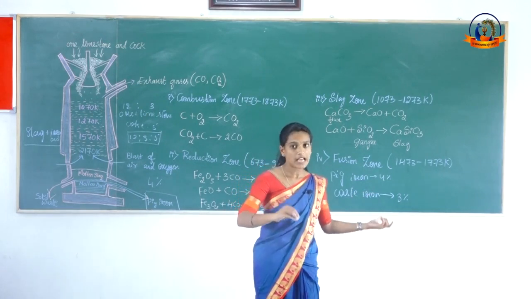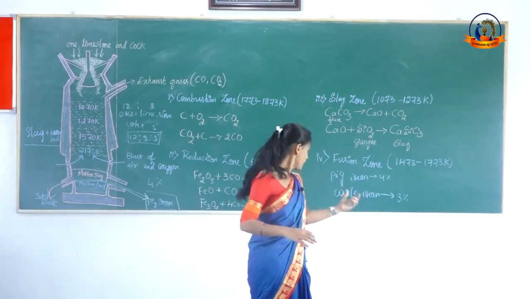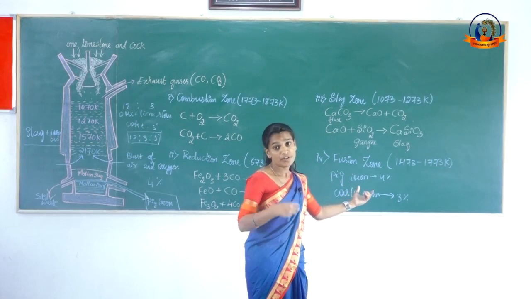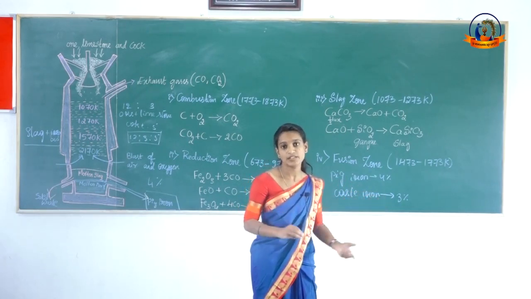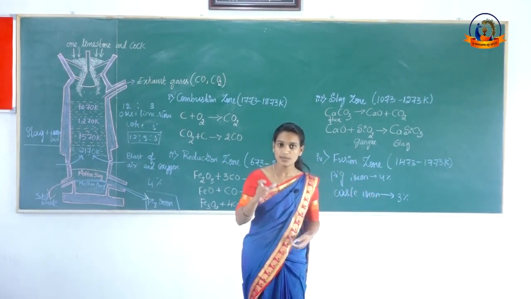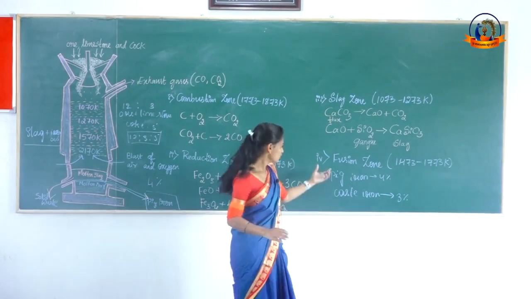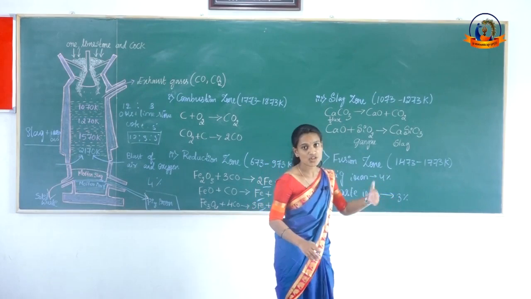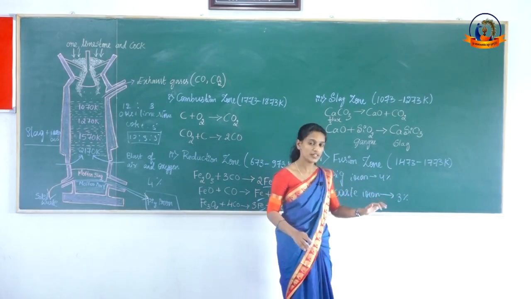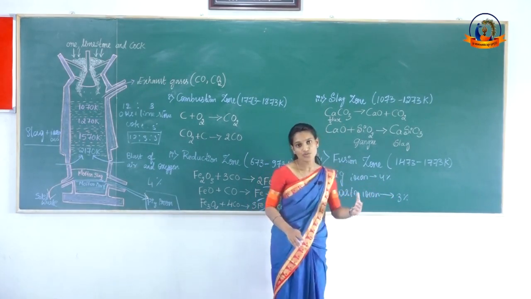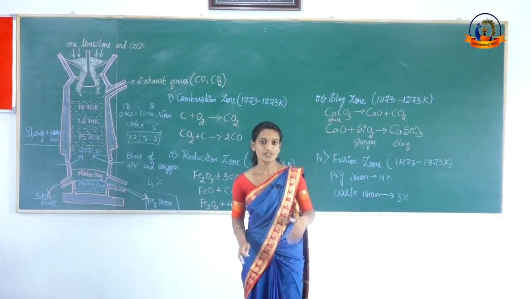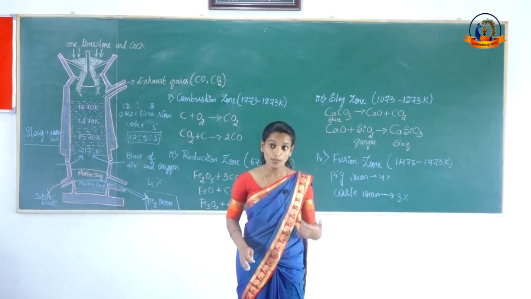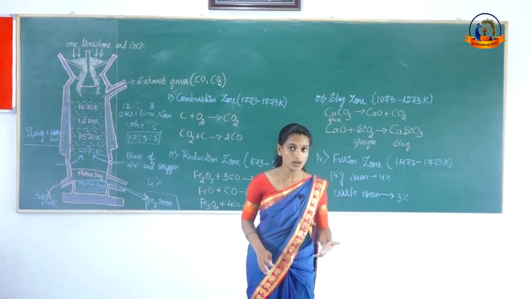The conversion of the cast iron into wrought iron is called puddling. What is puddling? Here the cast iron consisting of 3% impurities is converted into wrought iron. The process of conversion of the cast iron into wrought iron is nothing but puddling. That is called puddling.